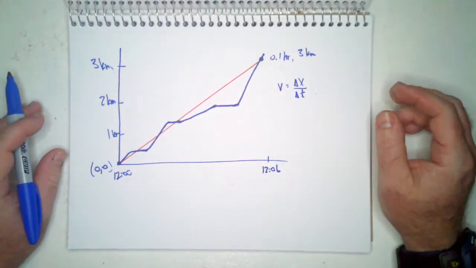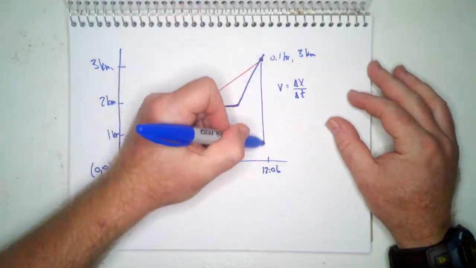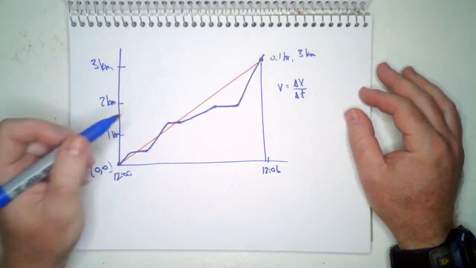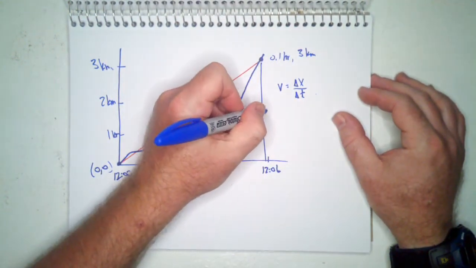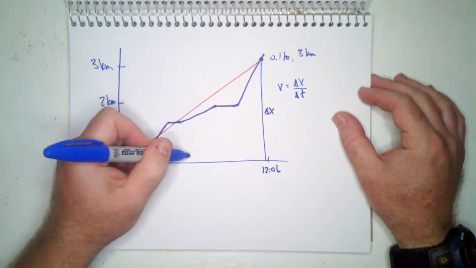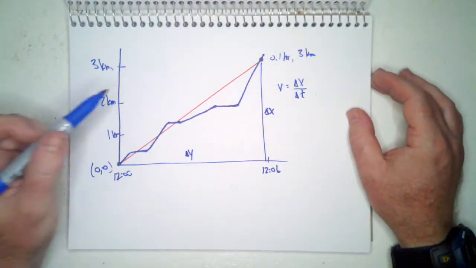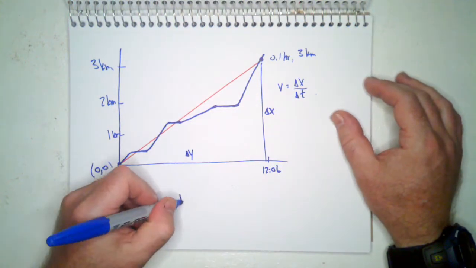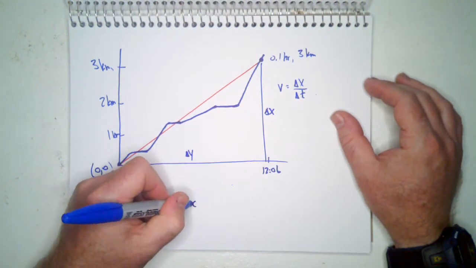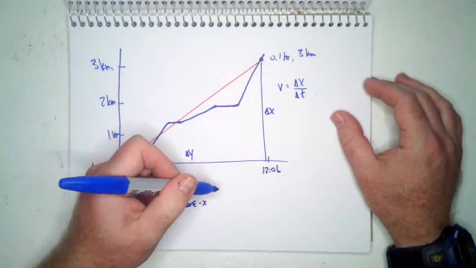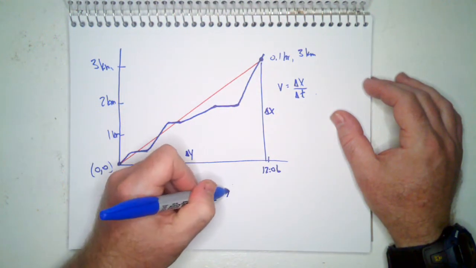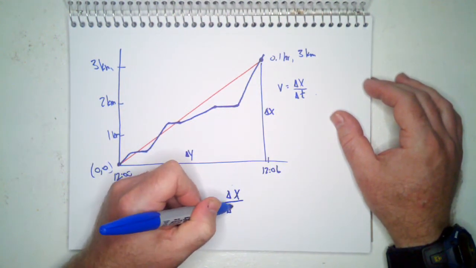And next time, we're going to talk about the instantaneous velocity. So we call this delta x, this here is delta t, and we can compute velocity as the slope. So this is the average velocity with respect to displacement equals delta x over delta t.